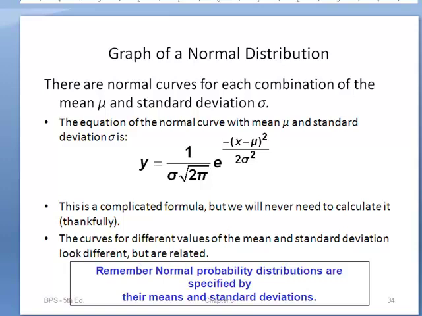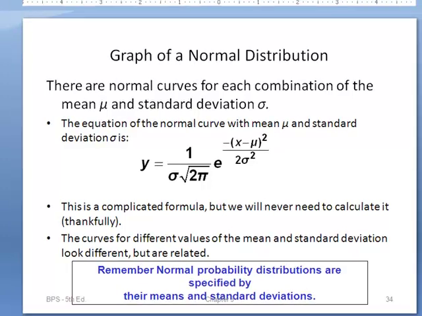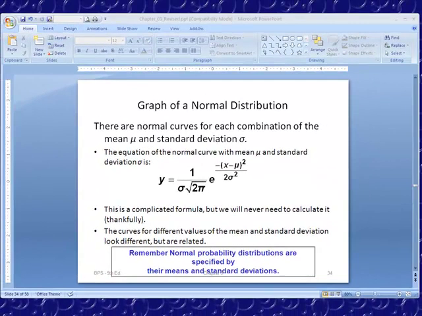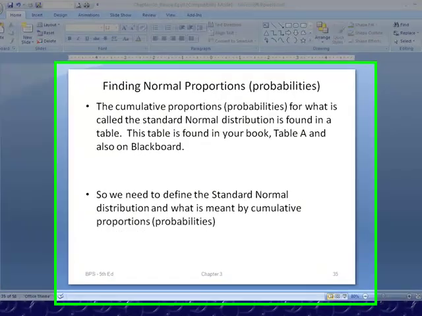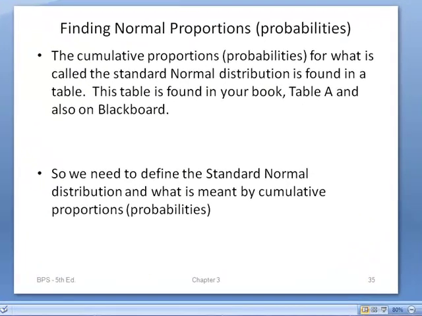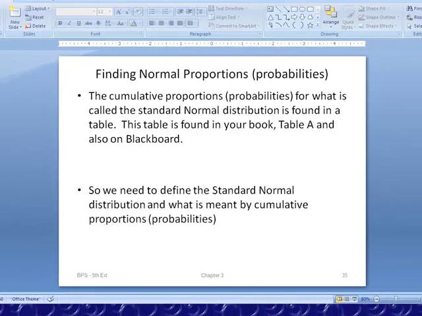And in fact, we couldn't use our normal integration to actually do the areas under this curve. We're going to use the standard normal table found in your book, Table A, or in the tables that you can download off of Blackboard, to find these proportions of probability. But this table is for the standard normal distribution. And what do we mean by that?